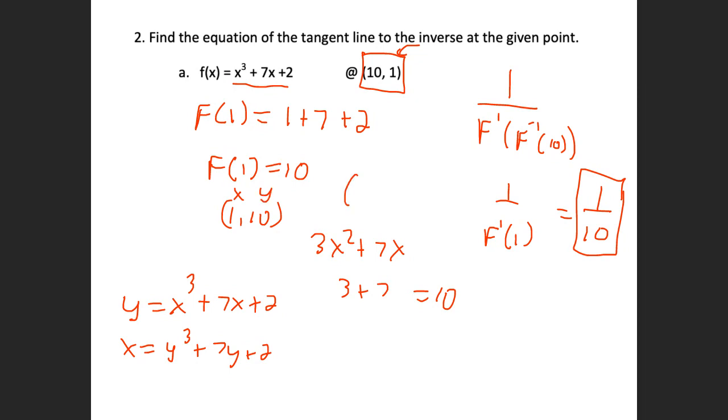Now when you do the inverse, if I plug in 10, I should get 1 out, right? And that's why you need this piece of information. If you don't have this piece of information, there's no way to do this problem, because we need to know what the inverse function is equal to. And there's no way I could write an inverse function for this. I mean, it would take me a long time.